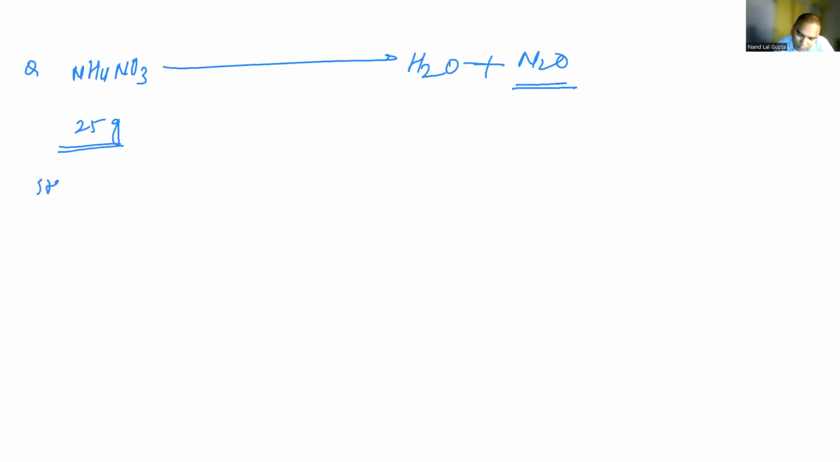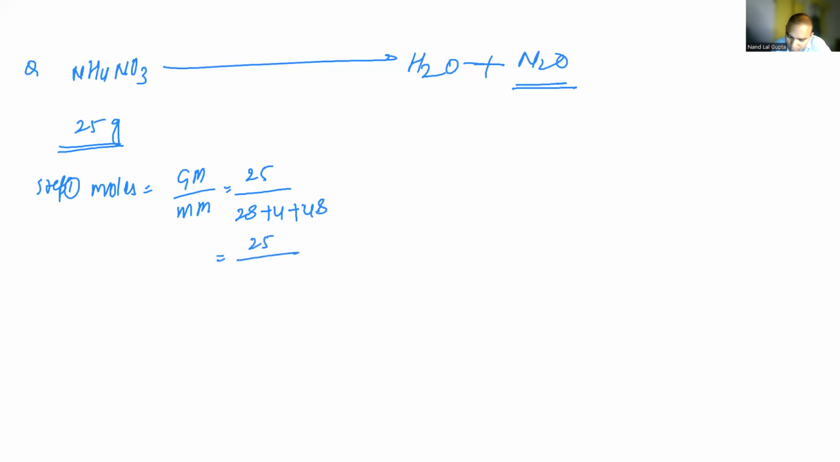So step number one, Arav, can you give me any idea? Step number one: calculate number of moles. Moles is given mass upon molar mass. Given mass is 25. Molar mass: 2 nitrogen are there, so 28. Four hydrogens are there, so 4. And 3 oxygen are there, so 16 times 3 is 48. 48 plus 32, so 80. That is correct, 80.